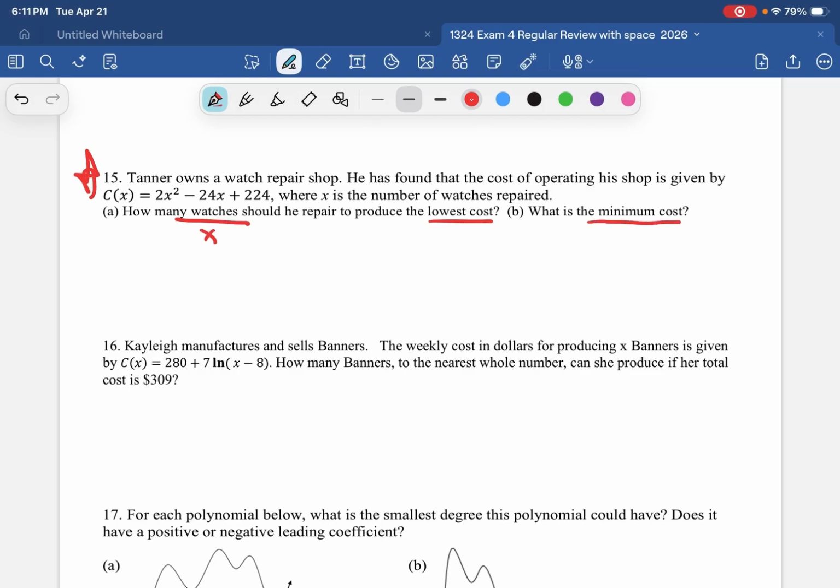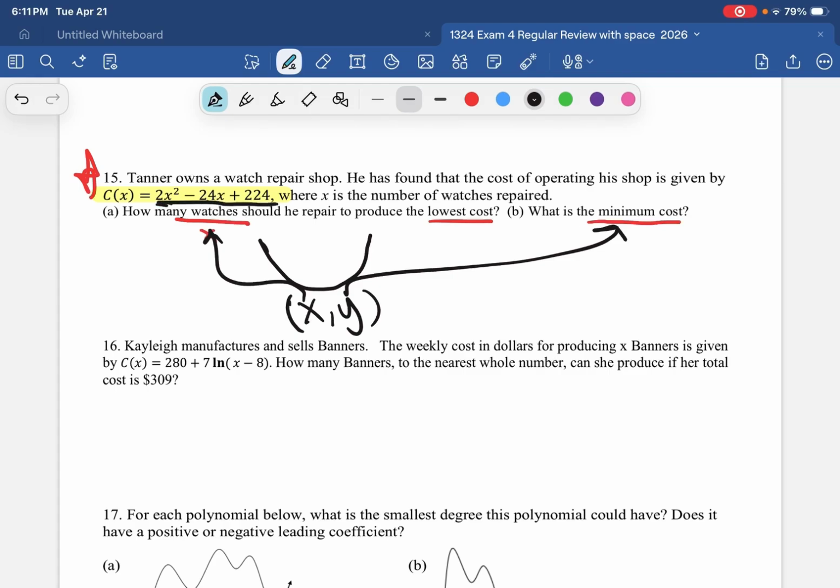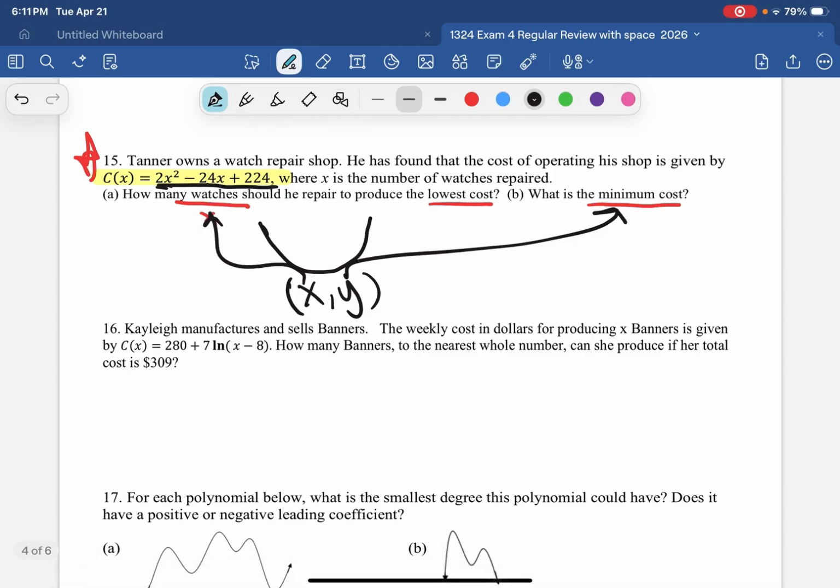So we are going to graph this function in our calculator. And when we do, we're going to get a quadratic that looks like this, and we're going to find our minimum. The Y value of the min is always going to be the minimum. The X value will be the number of watches. So I'm going to graph 2x squared minus 24x plus 224 in my calculator.